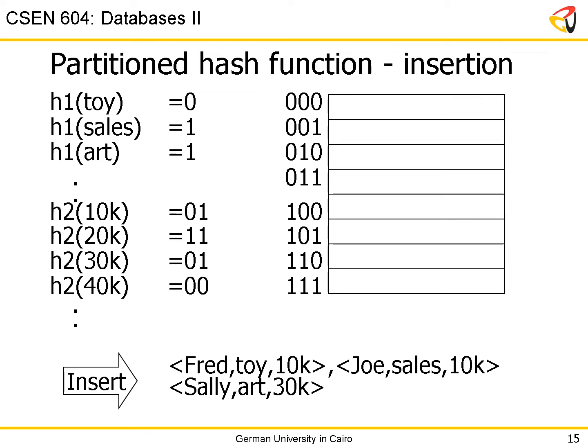Now this is the content extracted from the table, what you see at the bottom. Fred toy 10k, Joe sales 10k, Sally art 30k, and so on.